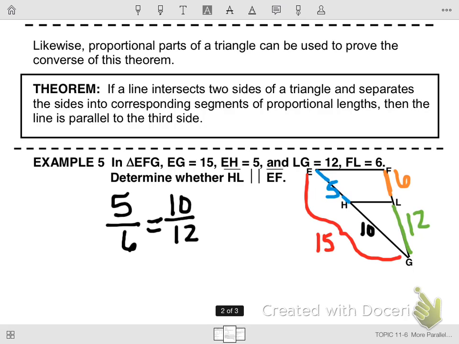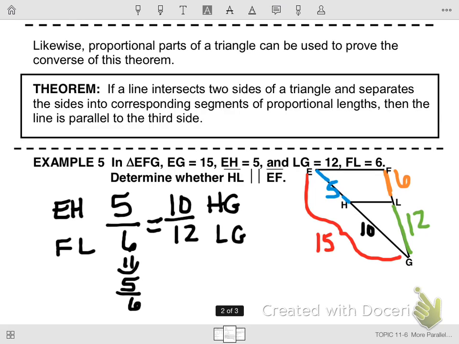If you need to go as far as setting it up or writing out some labels, we have EH to FL, and then we have HG to LG. So if I were to cross multiply, I get 60 both ways. If I were to reduce 10 to 12 to see if they share a common ratio, I've got 5 to 6. So I'm going to reduce the 10 to 12 by 2. They share a common ratio. So yes, they are parallel.